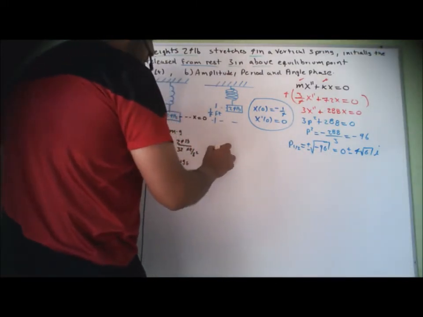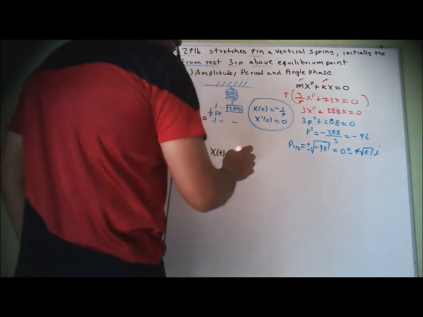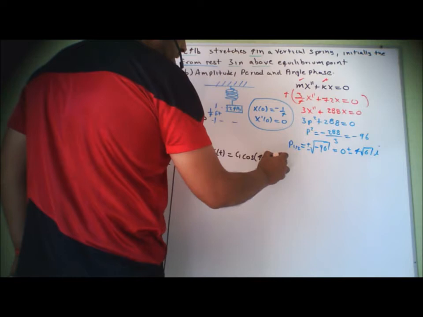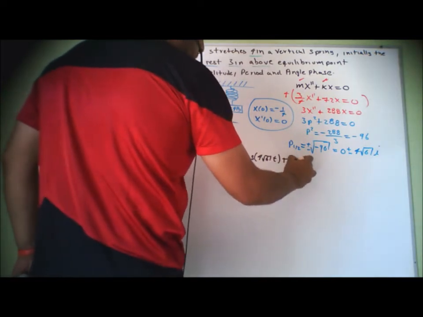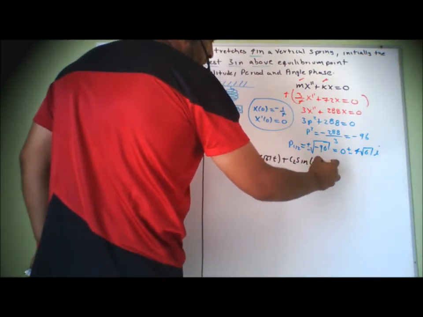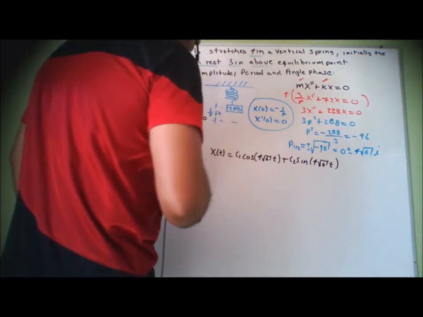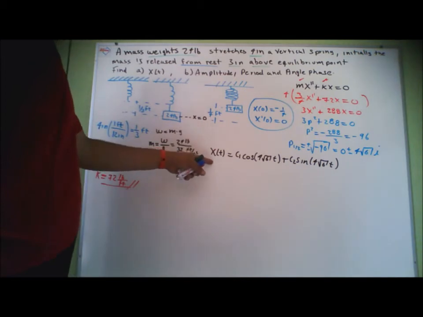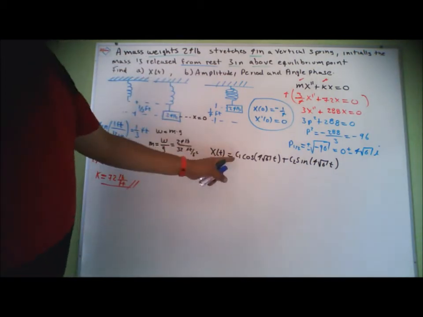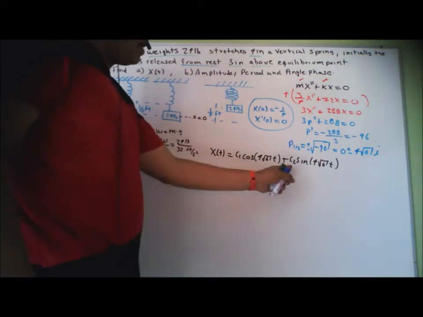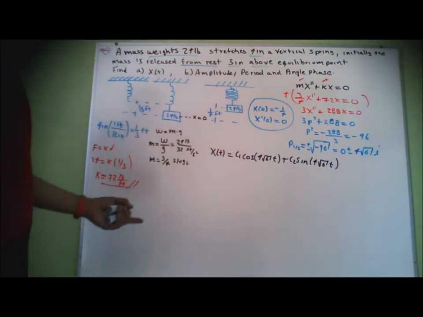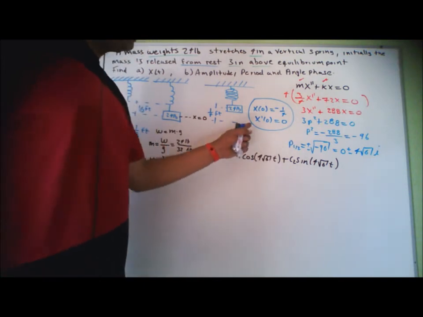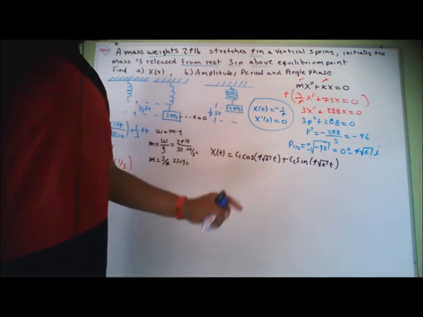x of t is c1 cosine of 4 square root of 6t plus c2 sine of 4 square root of 6t, and that's it. However, this is just half of the problem, because we have found x of t, but we need to find the values of c1 and c2, and that is why we need these initial conditions. To find c1 and c2, we need two initial conditions because there are two constants.